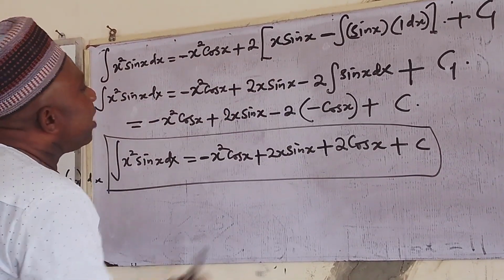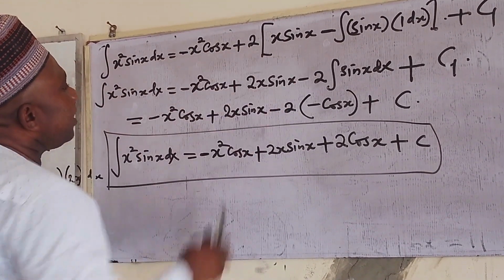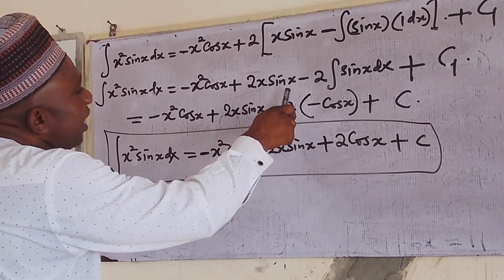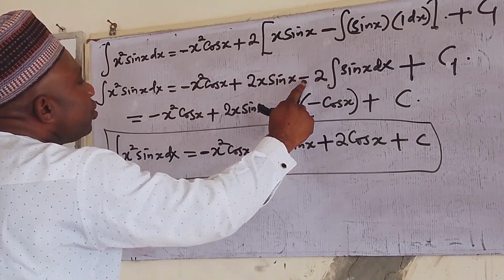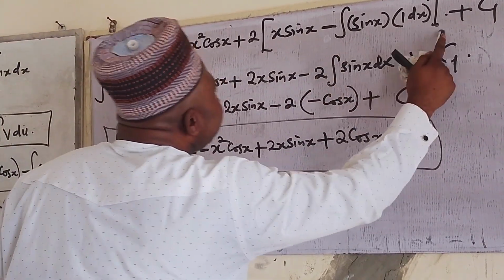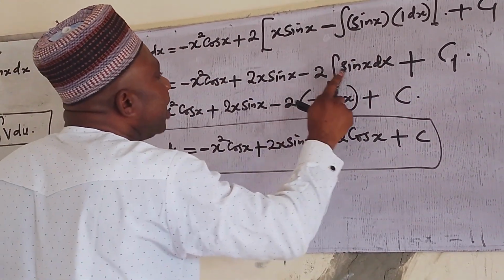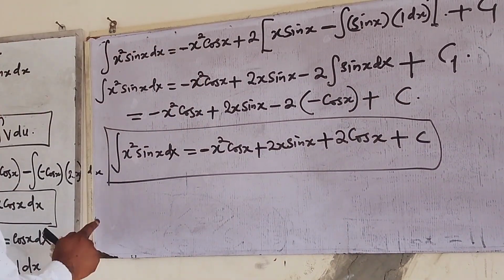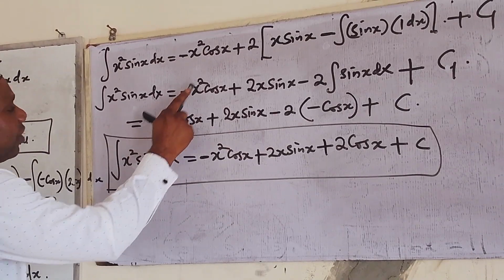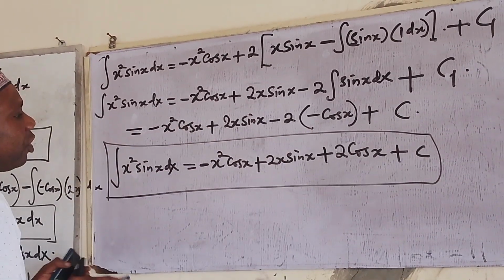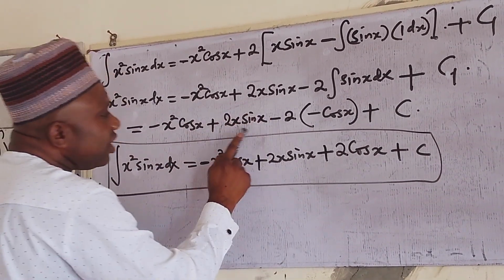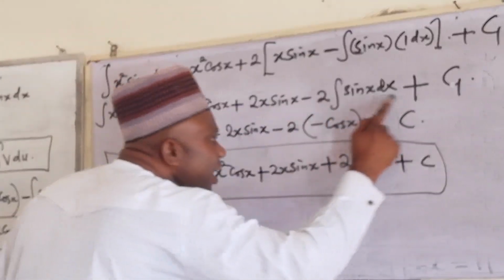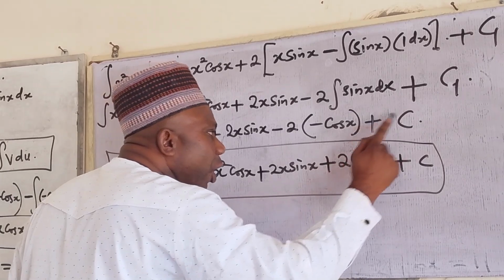Now at this point, we have minus x squared cos x plus 2 times x sine x, which gives us 2x sine x. Now we have minus 2 times the whole of this, that will give us 2 times the integral of sine x dx, plus c1. So what we have now is minus x squared cos x plus 2x sine x minus 2 times the integral of sine x, which gives minus cos x plus c.